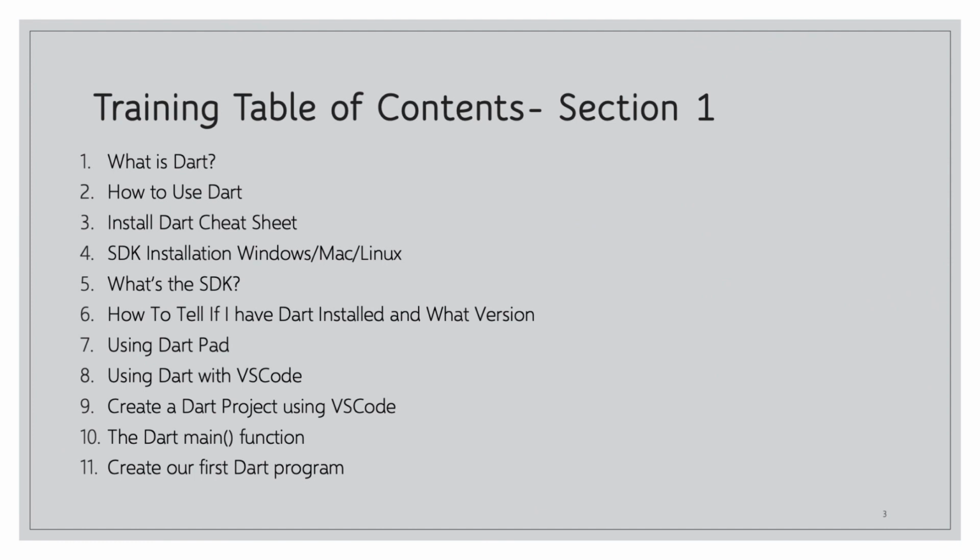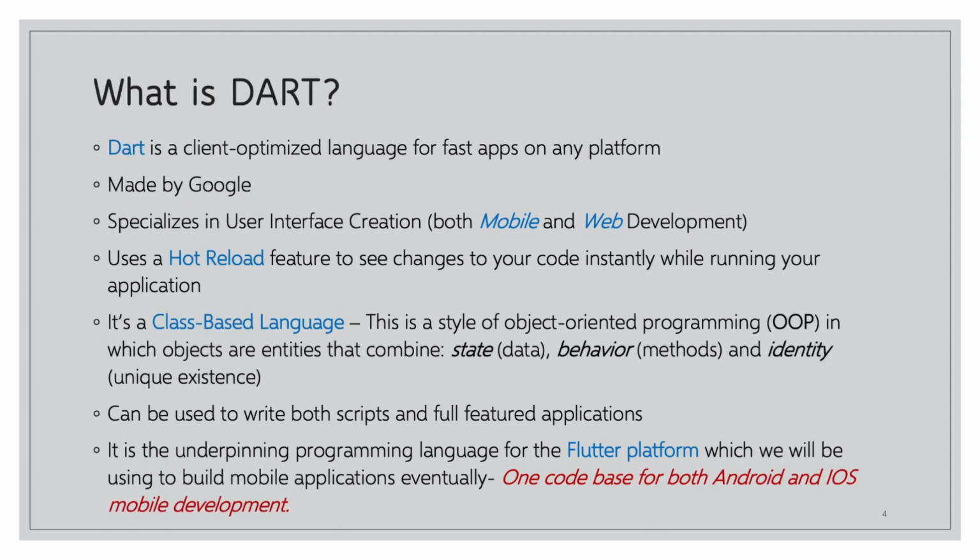We'll learn what Dart is, how to use it, how to install it, what the SDK is, how to tell if we have Dart installed and what version, using Dart Pad, using Dart with VS Code, creating a Dart project using VS Code, learning about the Dart main function, and then we'll create our first Dart program. This class is so jam-packed, I don't want to waste another second. Let's go. What is Dart?